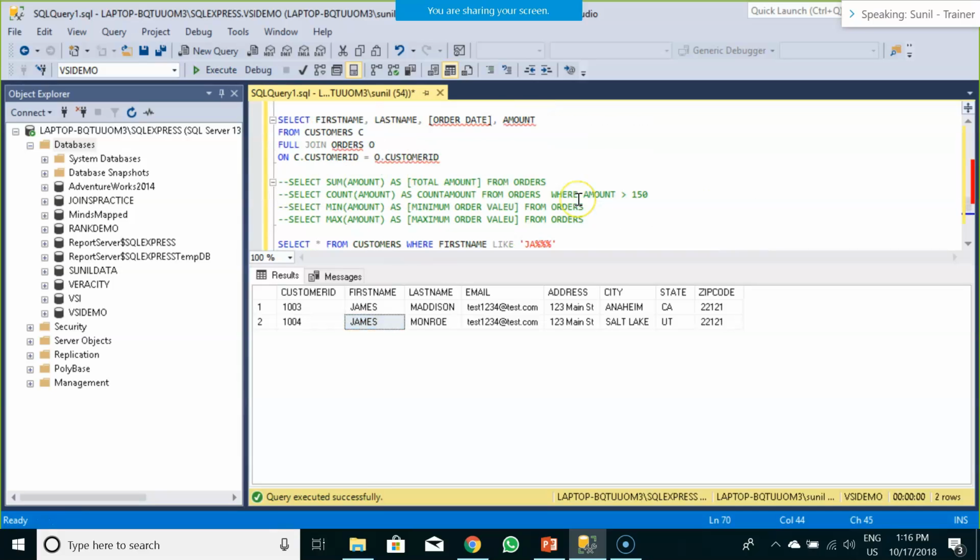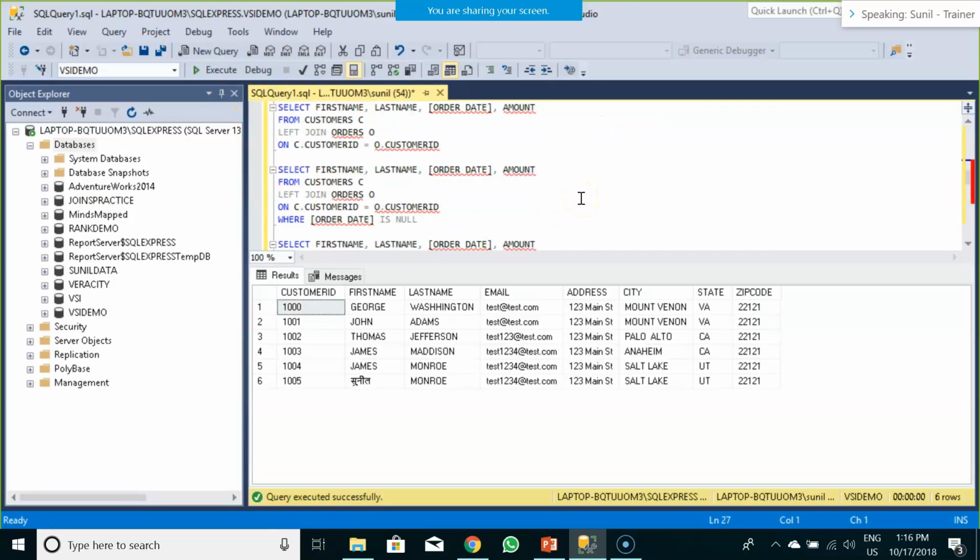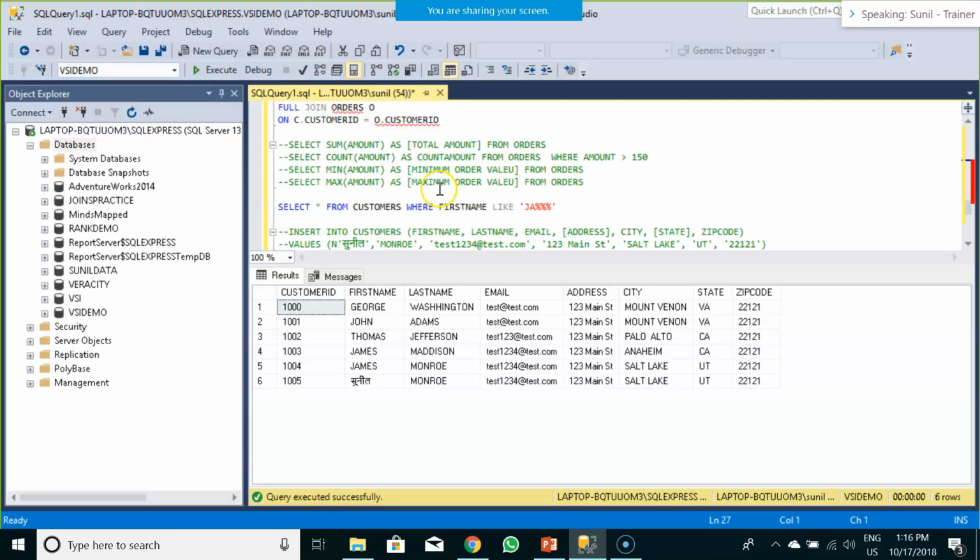Now let me do something else over here. I have this customer table. Now instead of first name, I want to start with last name, wherein the name starts with M.